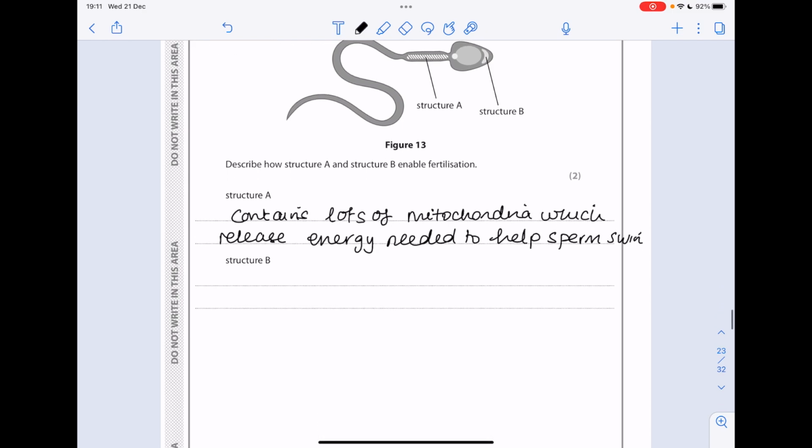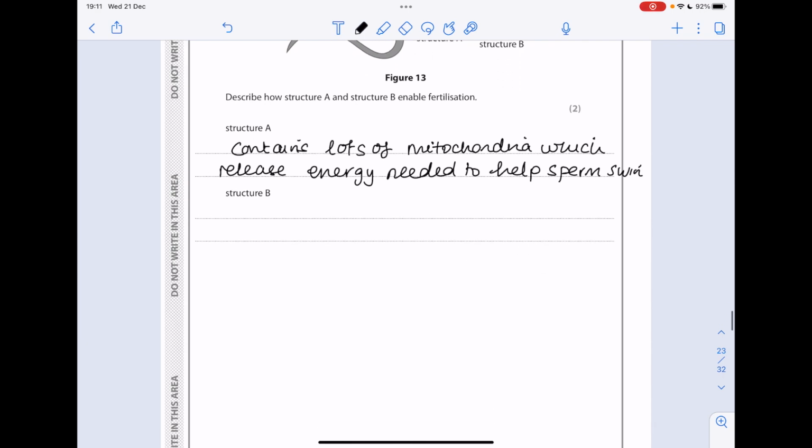Structure B, that's the acrosome, and that contains digestive enzymes to help digest the egg cell membrane.